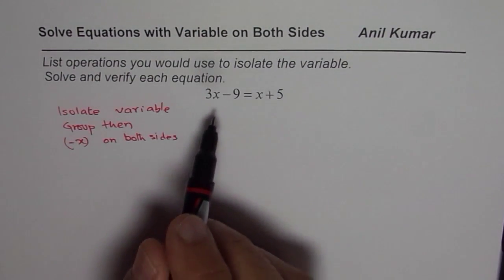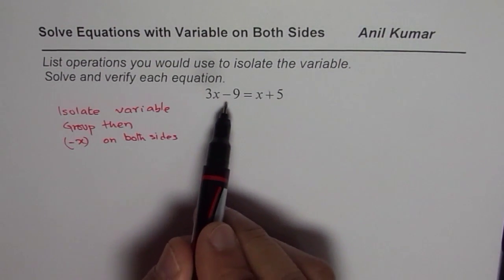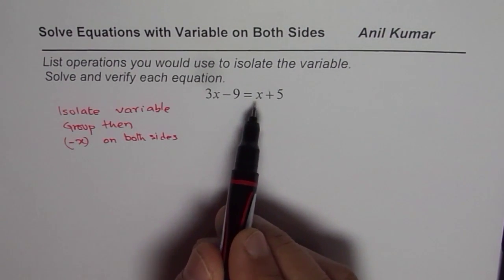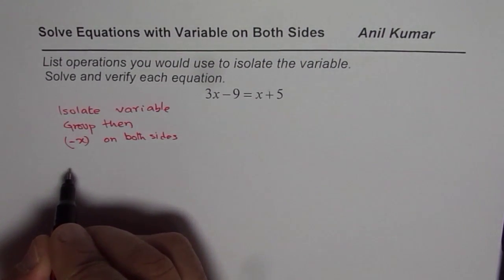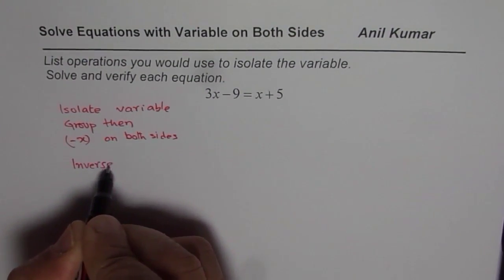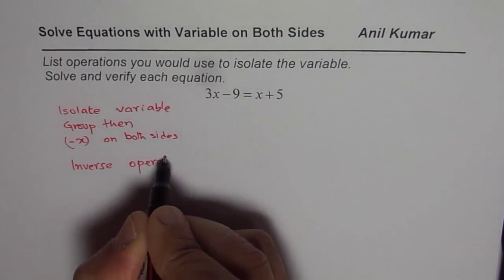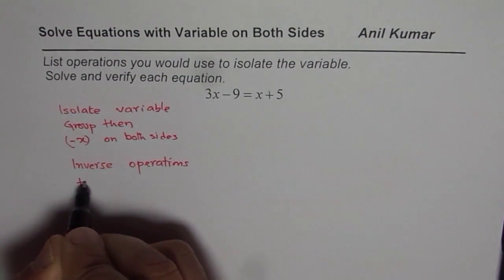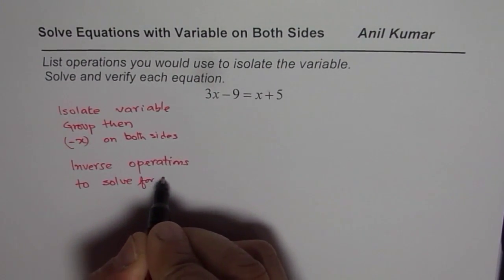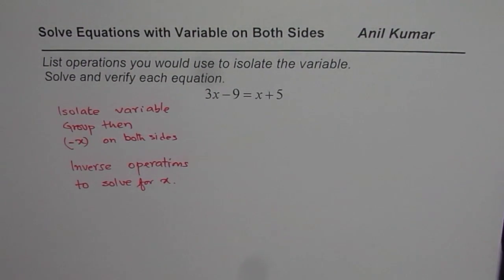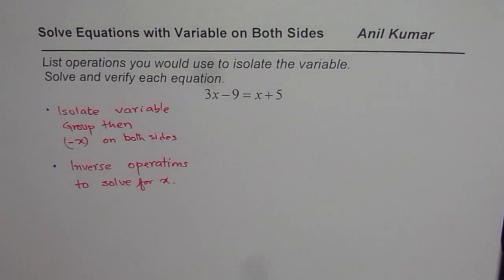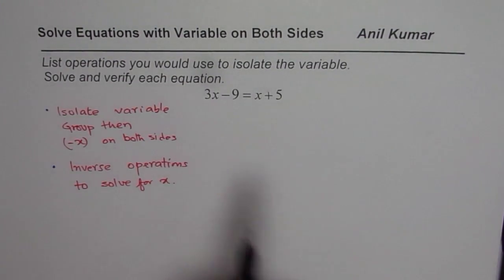The next step will be to take the constants. Constant will be minus 9 on the left side. So we have to do the reverse operation to do it. Then we need to do reverse operations or inverse operations to solve for the variable, solve for x, you can say. That is the second step which we are going to do. So these are the two steps involved when you have variables on both the sides. Let us see how to do them.